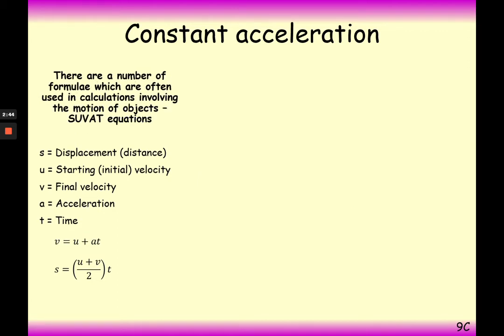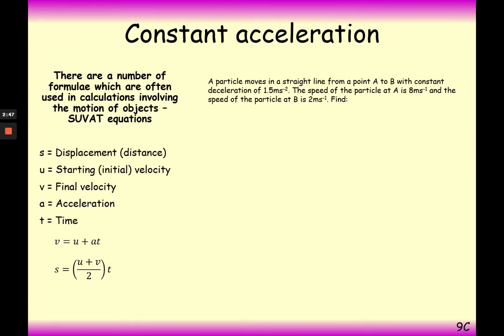Okay, looking at another example now. A particle moves in a straight line from A to B with constant deceleration of 1.5 meters per second squared. The speed of the particle at A is 8 meters per second, at B it's 2 meters per second, and we want to find the time taken to get from A to B, and the distance from A to B.